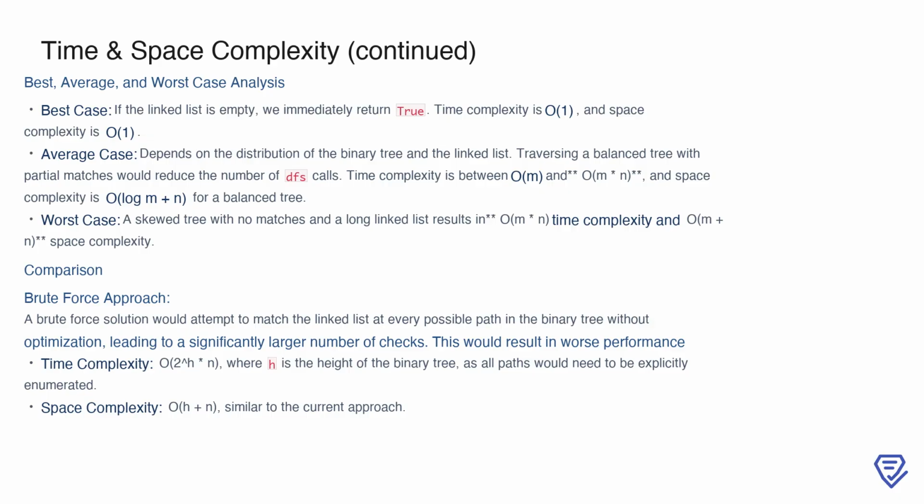In the worst case, such as a skewed tree with no matches and a long linked list, the time complexity becomes O(m*n), and the space complexity reaches O(m + n). A brute force approach, in contrast, would enumerate all paths explicitly, leading to significantly worse performance with a time complexity of O(2^h * n), where h is the height of the tree, and space complexity of O(h + n).